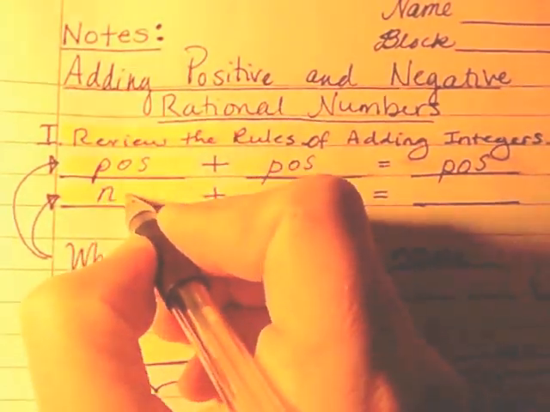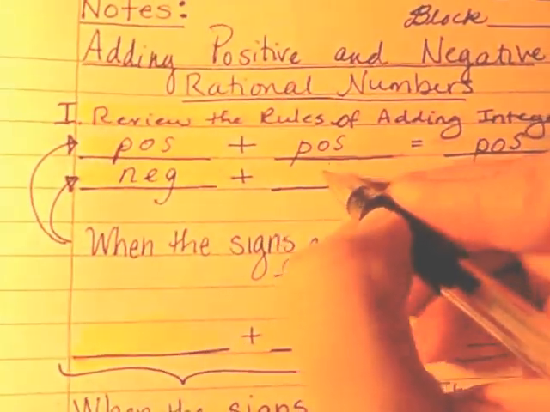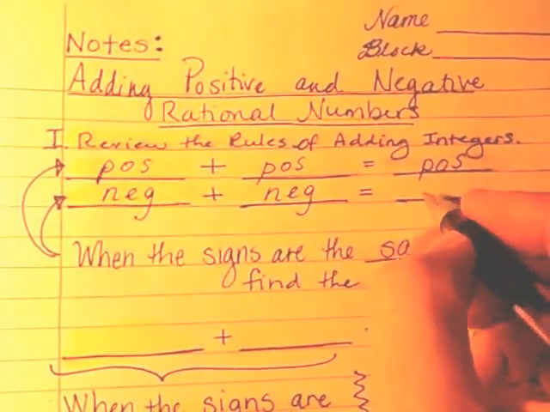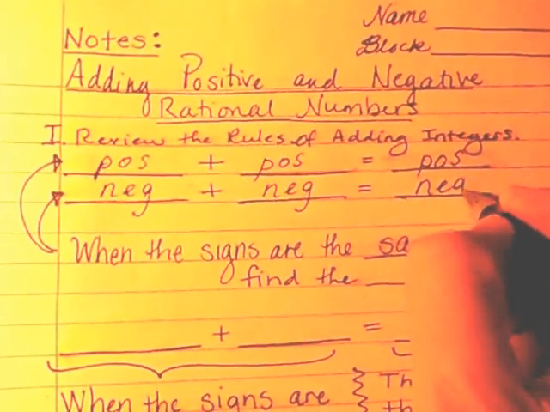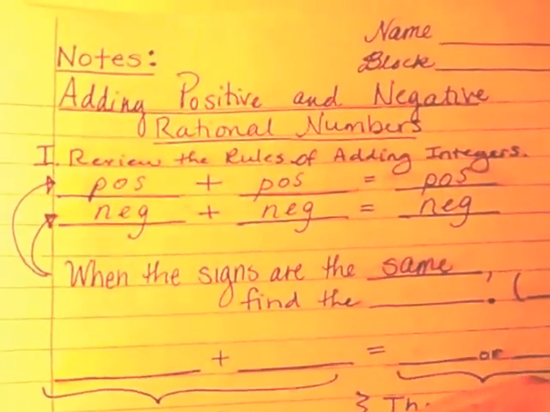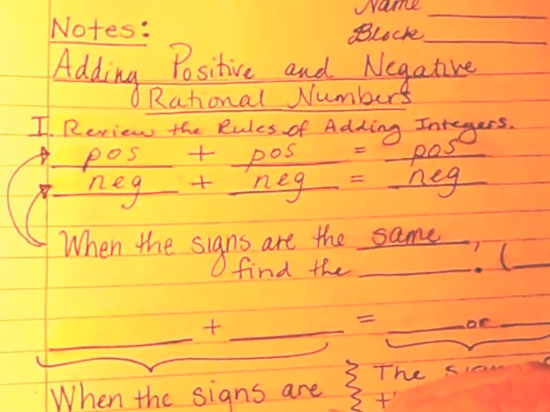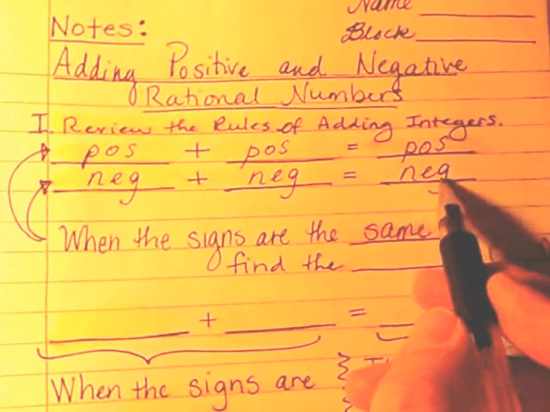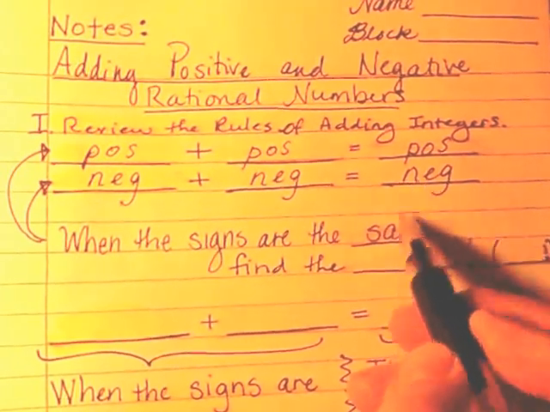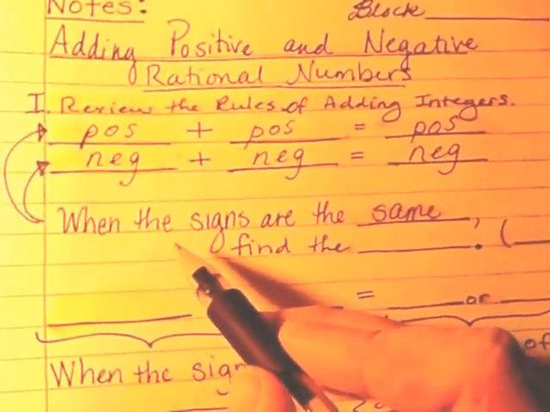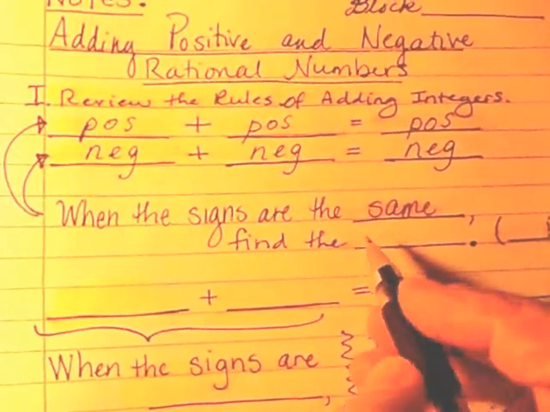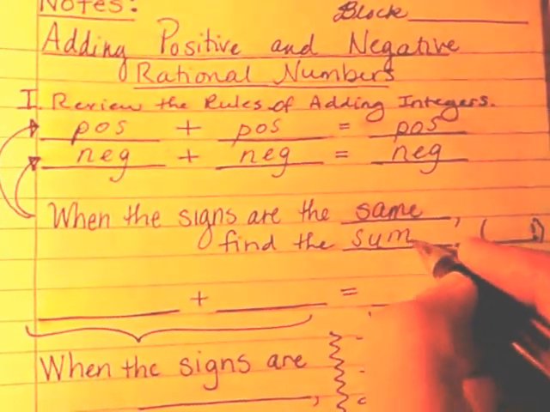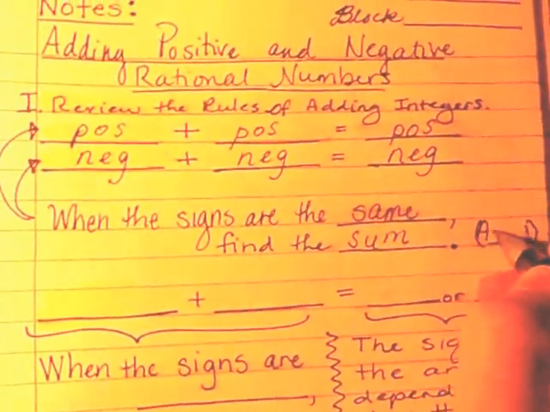But if we have a negative number and a negative number, when we're adding those, we're always going to get a negative answer. Okay, so if we go to the left on the number line and then add another negative number, we're going to be further to the left on the number line, so we're still going to be negative. Now, when our signs are the same, you're going to find the sum of two numbers. That means we're just going to add the two numbers.